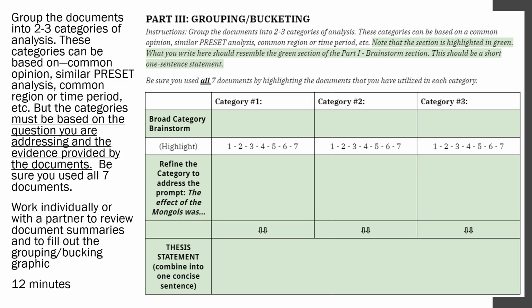So be able to create initially some sort of broad, maybe preset characteristic, and then from there, decide which documents support that particular claim. And then you want to be able to refine this in this next step. You want to make sure this is really short in regards to what the Mongols do, because you're going to need to take these and put them into a thesis statement. So again, 2, maybe 3 different groupings that will allow you to create a thesis statement.